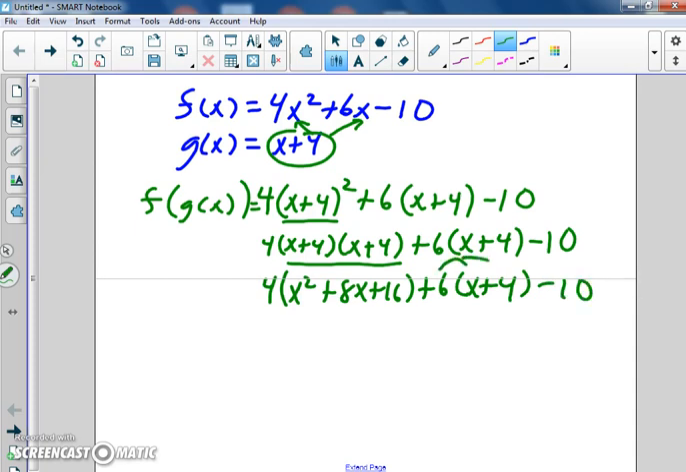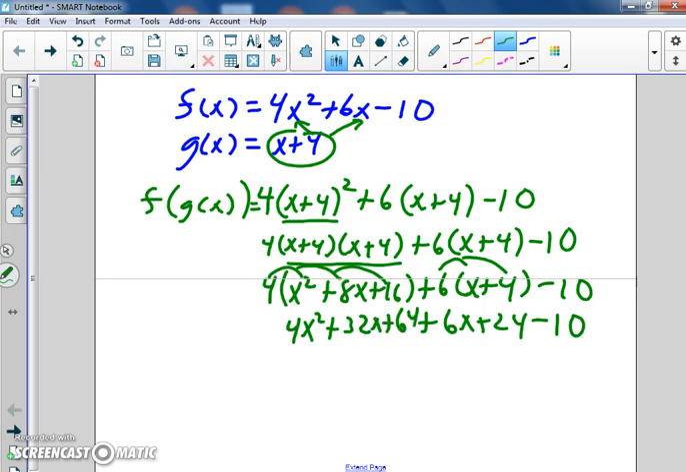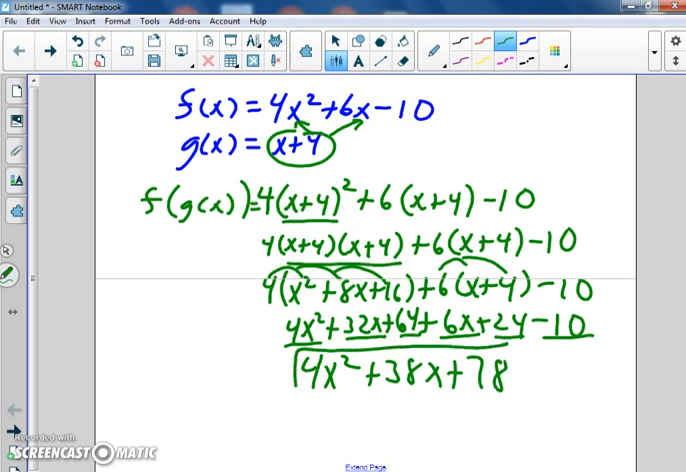Now distribute this 6. And distribute this 4. And now combine your like terms. So there's only 1x squared. It's 4x squared. There's a 32x and a 6x. That makes 38x. There's a 64 plus 24. That's 88. Minus 10. That's 78. That should be your final answer.